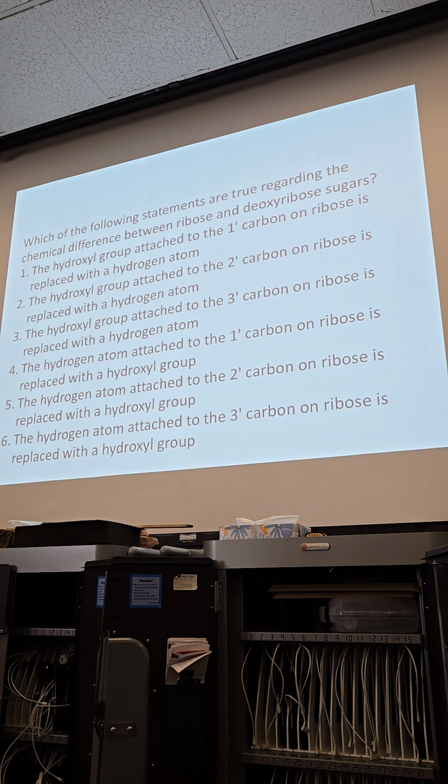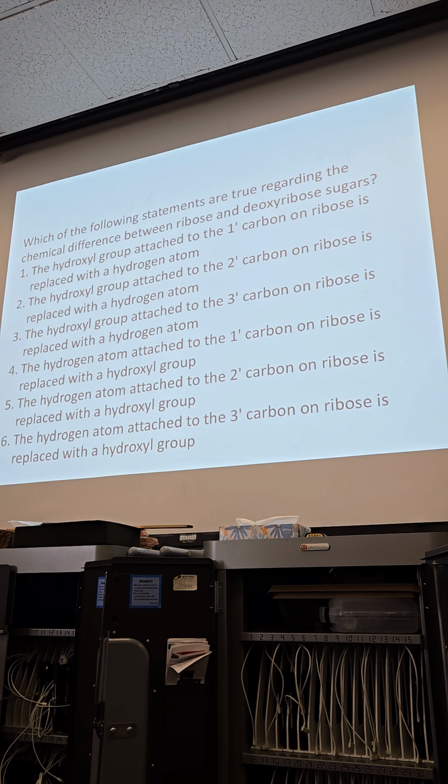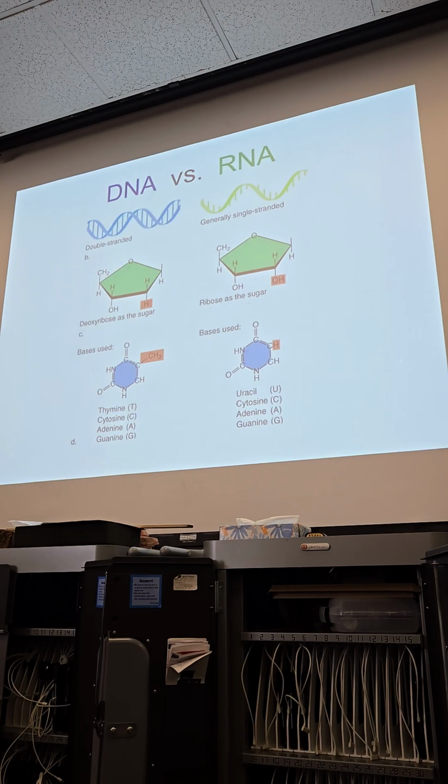Hydroxyl. Oh, it is hydroxyl. You are right. I was thinking DNA. What's the only difference? The hydroxyl group is now gone on carbon 2, therefore it is DNA. Wait. They're in different order up there. Oh, okay.